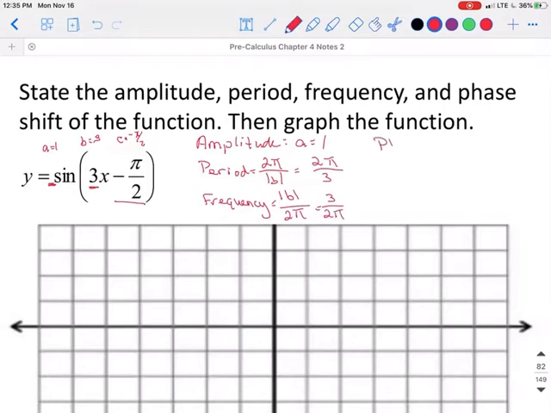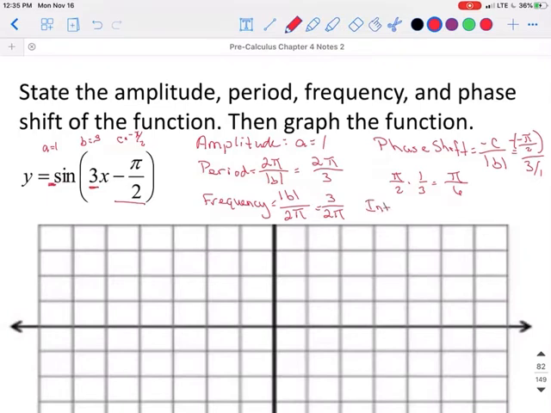And our phase shift is negative c over the absolute value of b. So in this case, it's going to be negative negative pi over 2, all over 3. Negative and negative makes that positive. So this is going to be pi over 2 divided by 3, which is the same thing as 3 over 1. When you have a fraction over a fraction, remember you flip the second and you multiply. So our phase shift is going to be pi over 6.